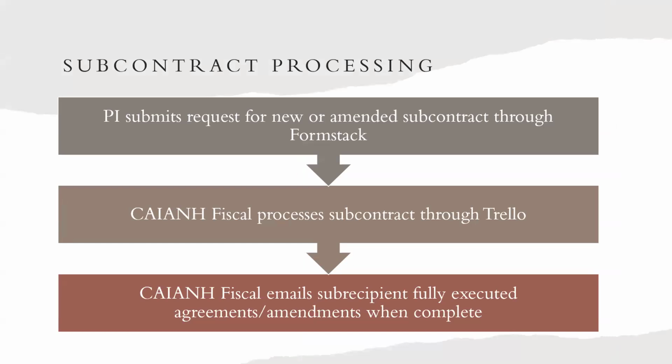So, just to remind everybody of the process for actually creating and amending subcontracts, this is something that's been in place for a while and is pretty streamlined. So, we're not adjusting anything here. The PI submits the request for a new or amended subcontract through FormStack. Cayenne Fiscal processes the subcontract using our application Trello, and then Cayenne Fiscal will email the subrecipient their fully executed agreement or amendment when it's complete.